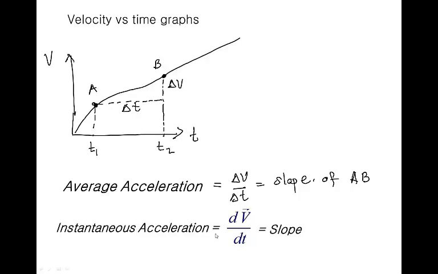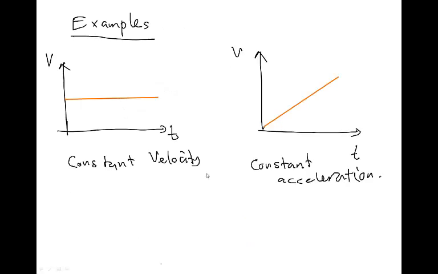But to find the instantaneous acceleration, that's dv over dt, which is the slope at a given point. So by finding slope at any given point, you can find the instantaneous acceleration. Two examples. In the first example, we see a straight line parallel to the time axis. That means there is no change in the velocity, so it represents a constant velocity. In the second graph, there is a constant increase, so it represents a constant acceleration.